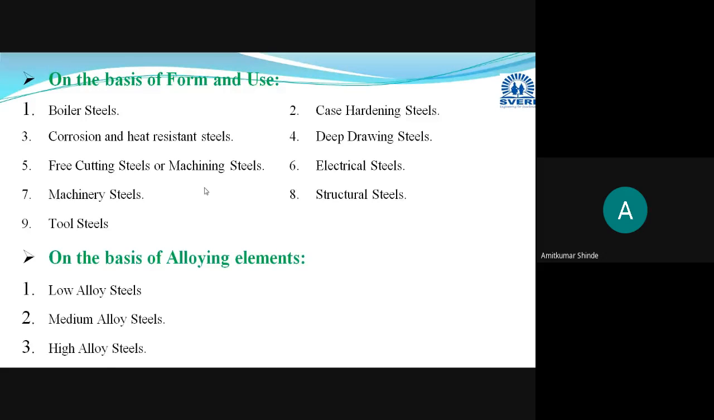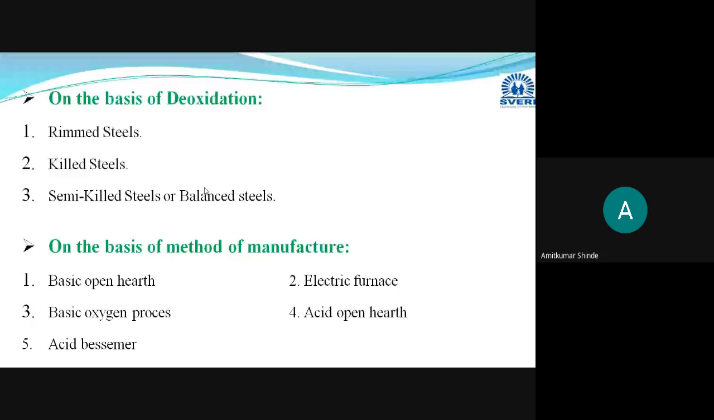Now just one classification is remaining, that is the classification on the basis of the deoxidation process. First I will explain this, and it will take only 5 minutes. It covers rimmed steels, killed steels, and semi-killed steels or balanced steels.